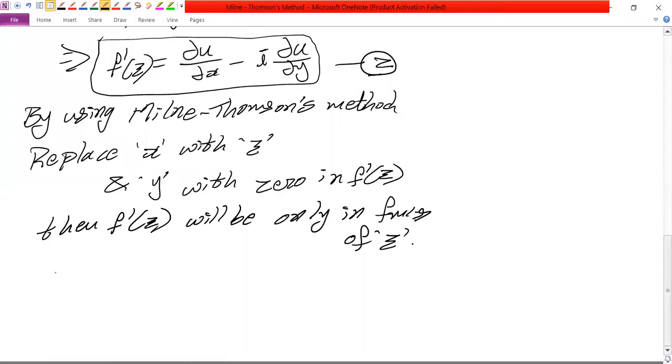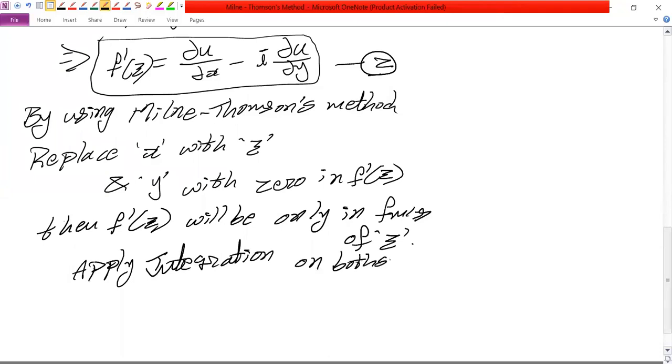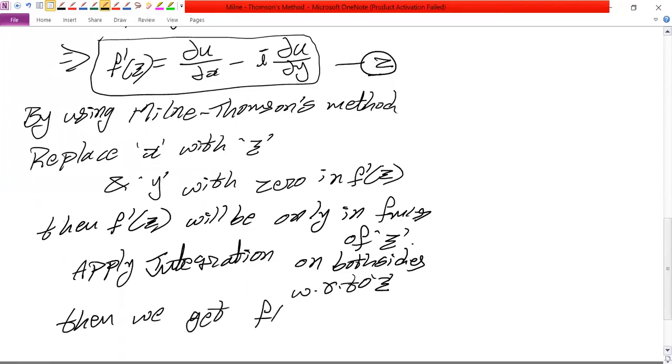So we can use a variable separable method and apply integration on both sides with respect to z only. Then we will get the f of z function, what we require. So this is the end of the problem.